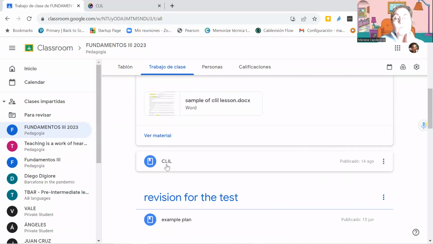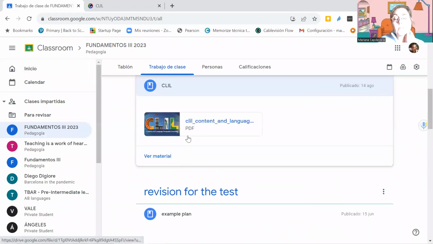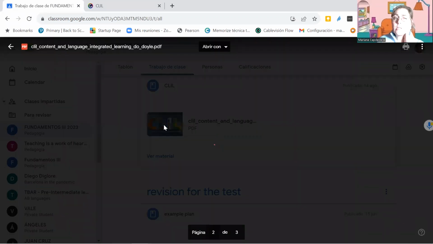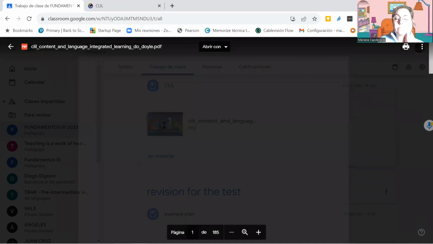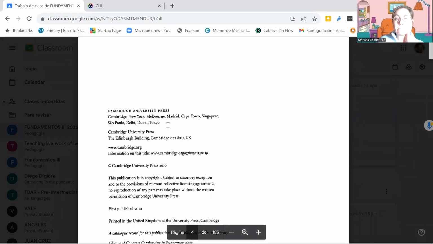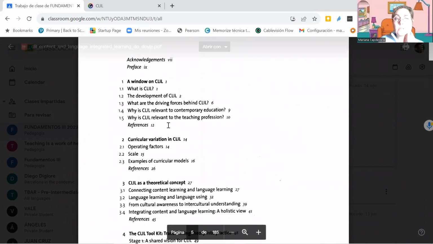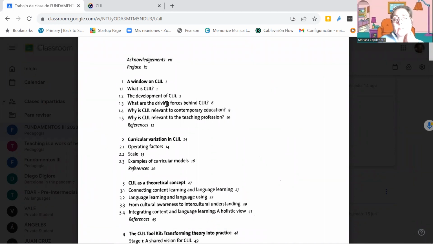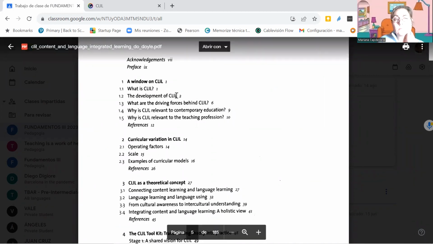And what you have to do is read. Yes, this is the book on CLIL, and read the first, let me see, first 3 chapters, I think. Let's have a look at the content. Well, here the first chapter is very theoretical.